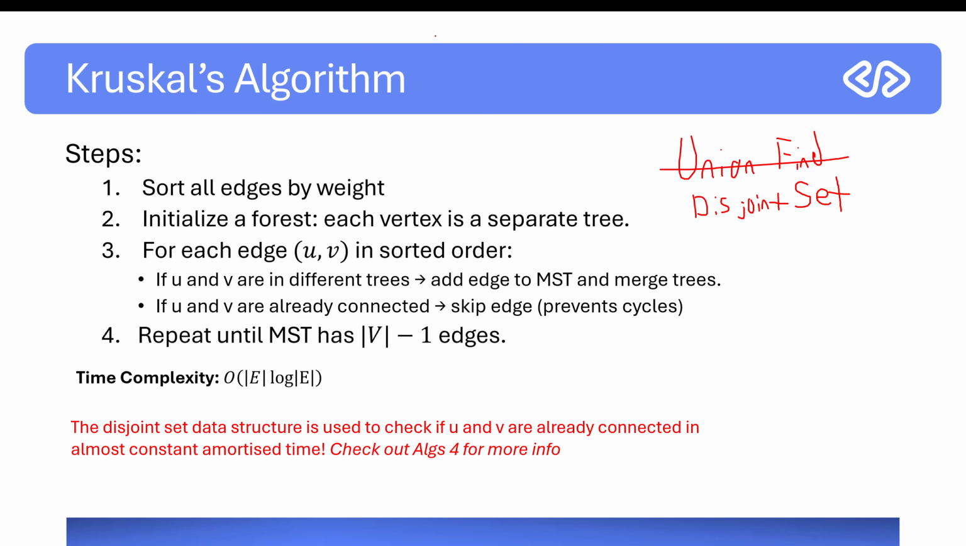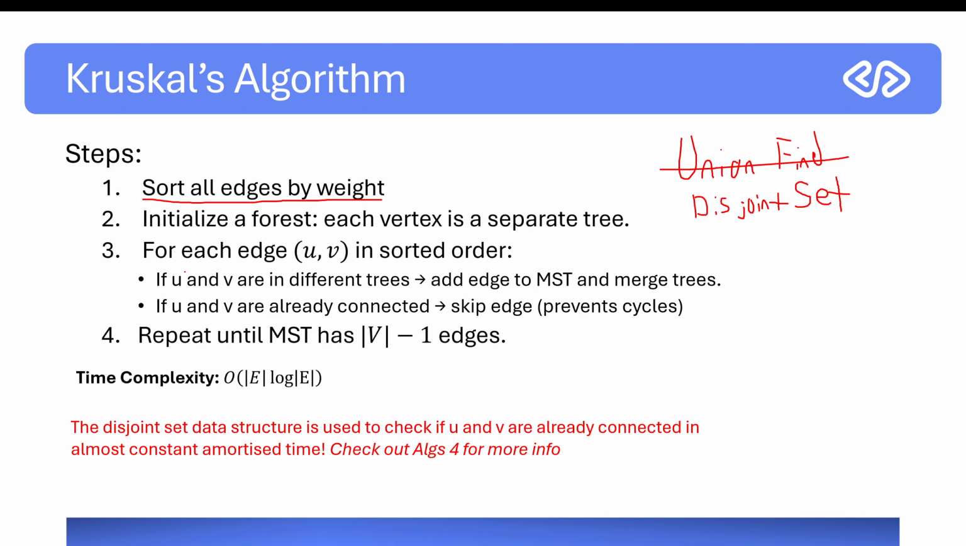Okay, so let's just go through Kruskal's algorithm. First, we're going to sort all edges by weight. That's different in this algorithm. We're going to sort them by weight from smallest to biggest. And then we're going to create a forest, so each vertex is a separate tree. That's going to be in our disjoint set. Yeah, so we just initialize the disjoint set.